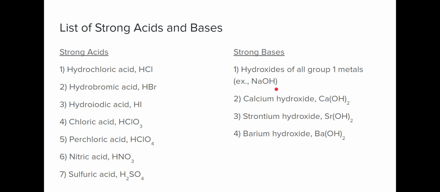When it comes to our strong bases, every hydroxide of a group 1 metal is automatically a strong base. So it doesn't matter if it's sodium hydroxide or potassium hydroxide, and so on and so forth. The other strong bases that exist within group 2 of the periodic table, with the alkaline earth metals, are calcium hydroxide, strontium hydroxide, and barium hydroxide. Beryllium, magnesium, and radium hydroxide are not considered to be strong bases.